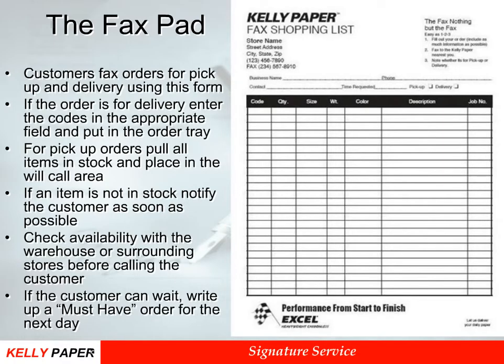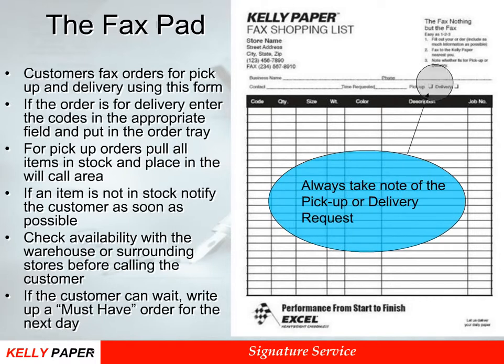This is the fax shopping list, also known as the fax pad. Customers use this form to fax orders for pickup and delivery. If the order is a delivery, enter the codes in the appropriate field and put the form in the ordering tray at the front counter. For pickup orders, pull all available items and place in the will call area. If an item is not in stock, notify the customer as soon as possible. Check availability with the warehouse or surrounding stores before calling the customer. If the customer can wait, write up a must-have order for the next day.